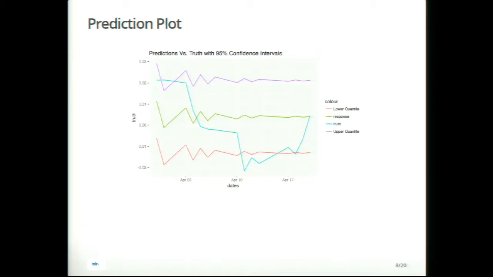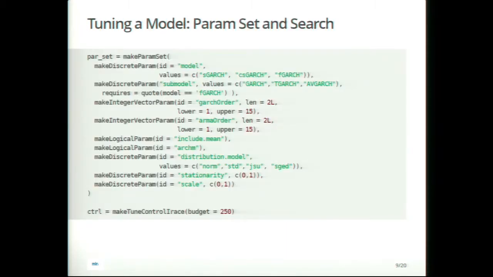And just in case those are kind of small, you can see the blue line is the truth, the green line is the response, and the higher and lower wiggly ones are the upper and lower quantiles. Because we were able to do quantile forecasting, we were able to produce the upper and lower bounds for our forecast.